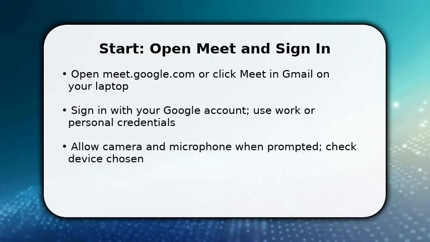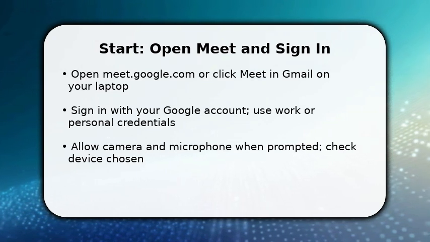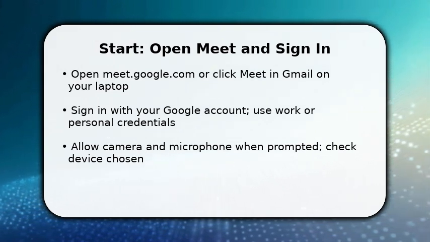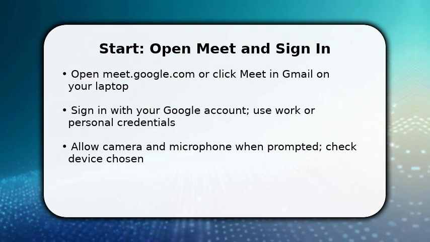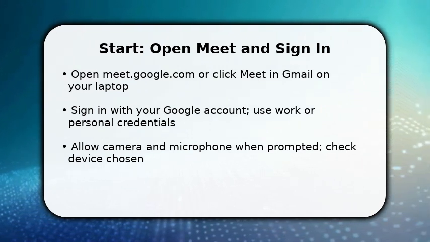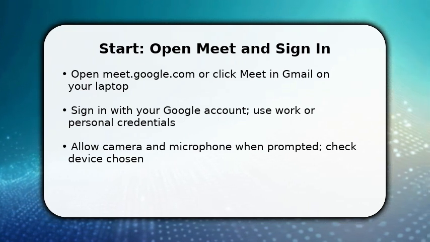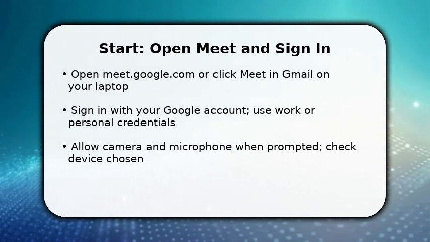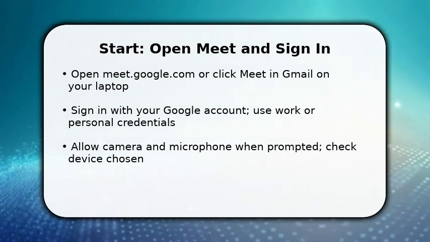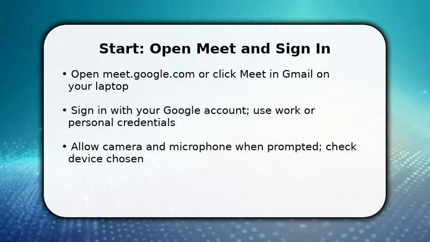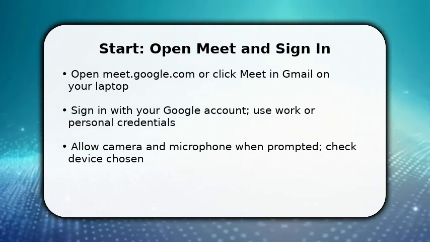You start by opening Meet on your laptop and signing in with the appropriate Google account. Once signed in, create or join a meeting immediately. This initiates permissions prompts. Allow camera and microphone access so video and audio work. Make sure you select the correct input devices in the preview: camera, microphone, and speaker. This prevents audio issues later and saves time.